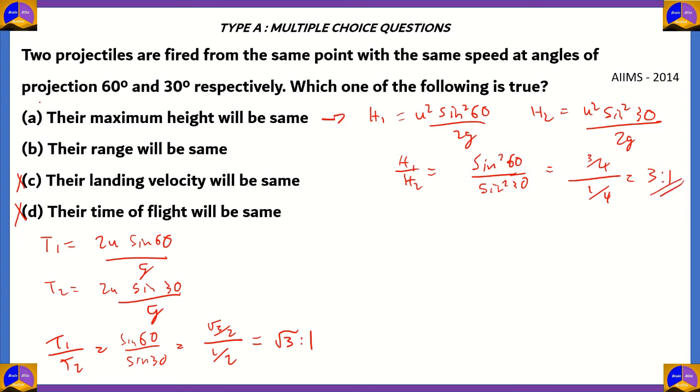So therefore option A again gets incorrect because the ratio is not equal. If these two values were equal, then the ratio would be 1:1. So the only option remaining is option B, which is their range will be same.